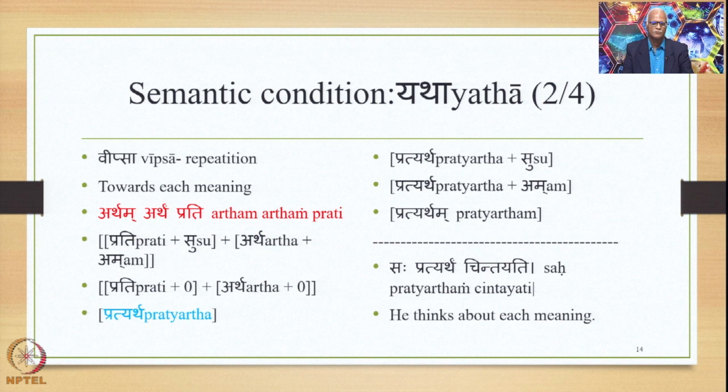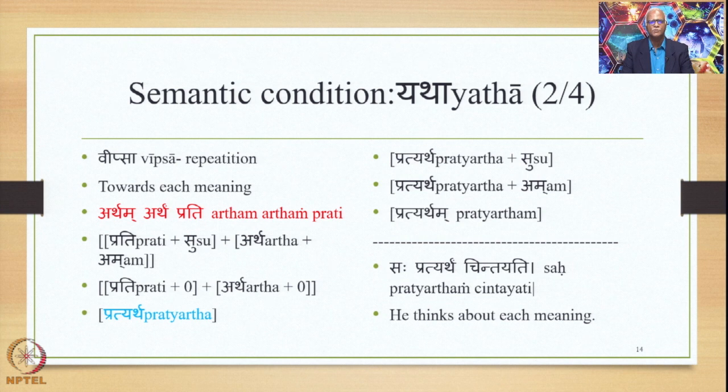Let us now study the second meaning of yatha and how the avyayibhava samasa takes place. Vipsa means repetition. So when the meaning to be conveyed is towards each meaning, artham artham prati, this is the laukika vigraha, artham artham prati. Now we have the alaukika vigraha, prati plus su plus artha plus am. In the laukika vigraha, the word prati occurs as an avyaya, as a karma pravachaniya, by another sutra, lakshanittam bhutakhyana bhaga vipsasu prati paryanavaha.